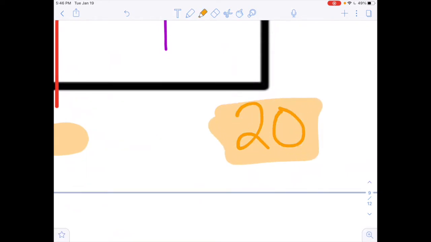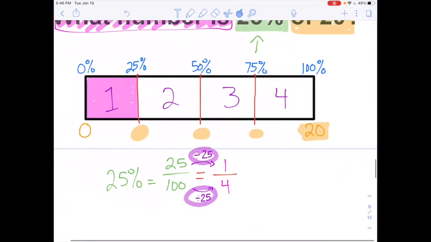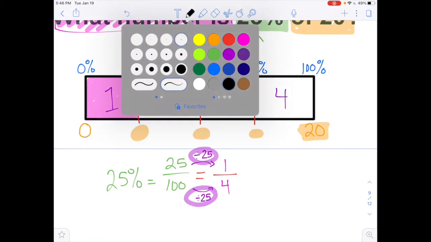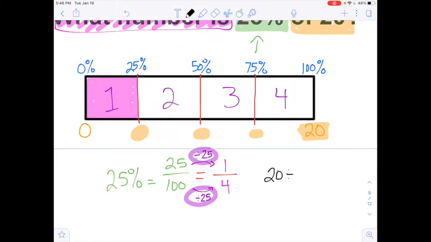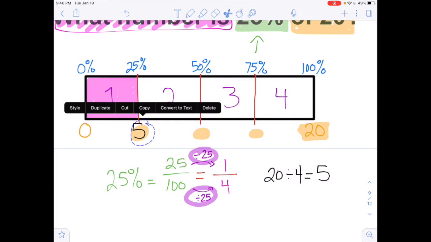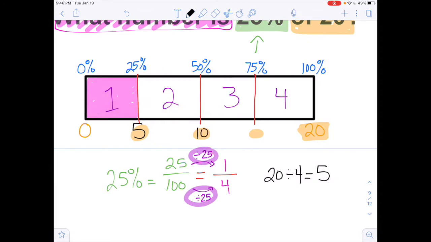The whole bar got split into 4 parts. So to figure out what to count by on the bottom, I'm going to take the whole 20 and divide it into 4 equal parts. So I know if I skip count by 5, 10, 15, 20, I need 4 5s to make 20. So this number 5 is what we're going to count by. So 5 goes there. If I add 5, I get 10. If I add 5, I get 15.